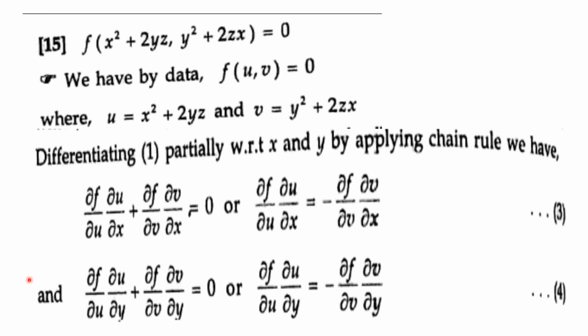Next, we have to differentiate partially with respect to y. So dou f by dou u into dou u by dou y plus dou f by dou v into dou v by dou y equal to 0. Or dou f by dou u into dou u by dou y equal to, take the second term to the RHS. So that will be minus dou f by dou v into, sorry, dou v by dou y. So that will be my equation 4. So this is my equation 1, this is my equation 2, this is my equation 3, and this entire term is my equation 4.